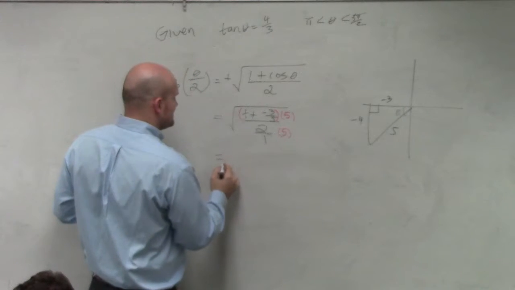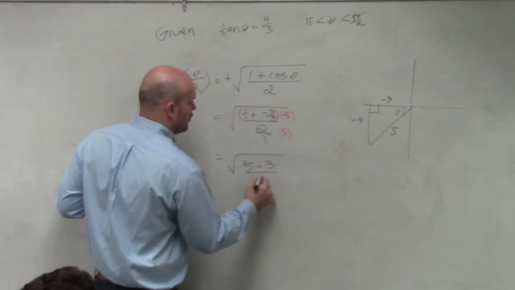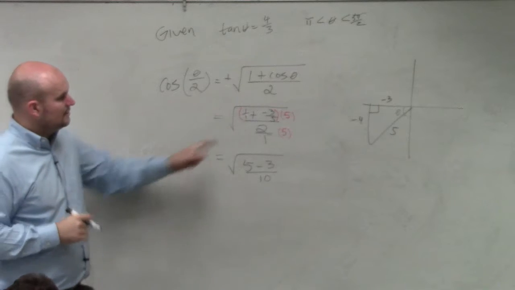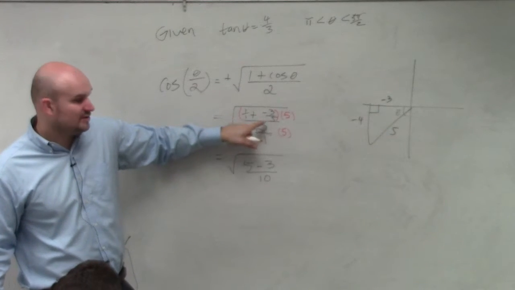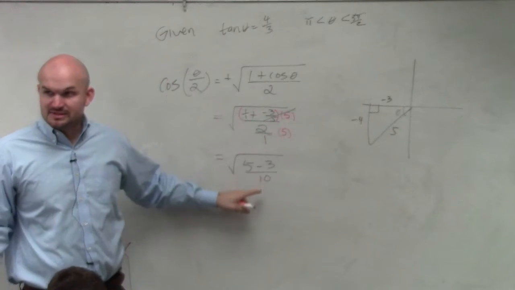By doing that, I now get 5 minus 3 over 10. 5 times 1 is 5. 5 times negative 3/5 is just negative 3. 5 times 2 is 10.